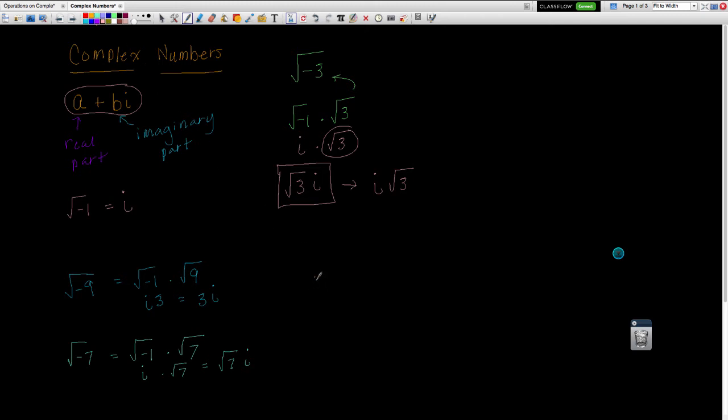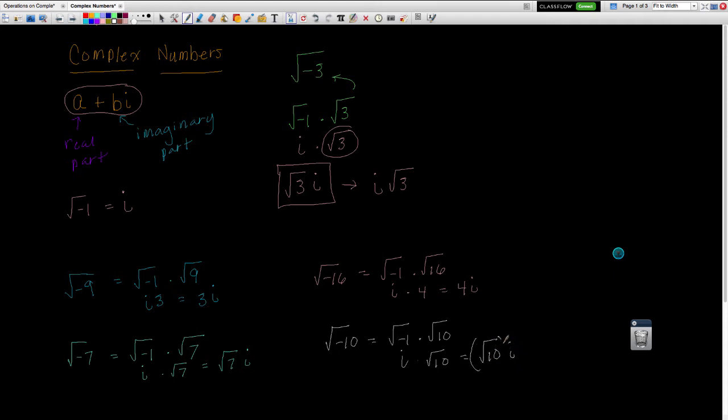Again, the square root of -16. We have the square root of -1 times the square root of 16. The square root of -1 is i. The square root of 16 is 4. So our answer would be 4i. And the last one, square root of -10. That is the square root of -1 times the square root of 10. The square root of -1 is i times the square root of 10. Can't be simplified. So your final answer would be the square root of 10 times i.